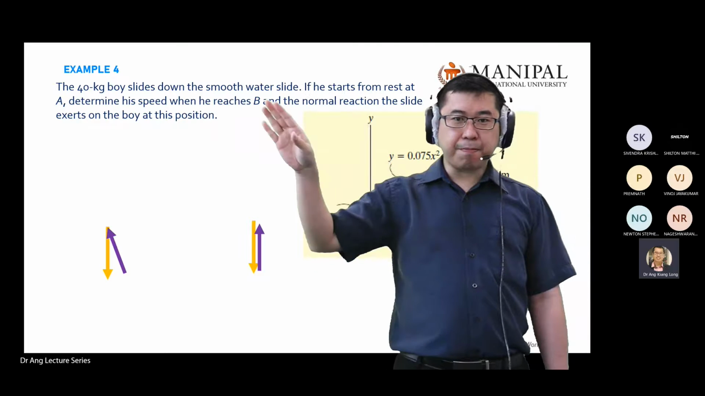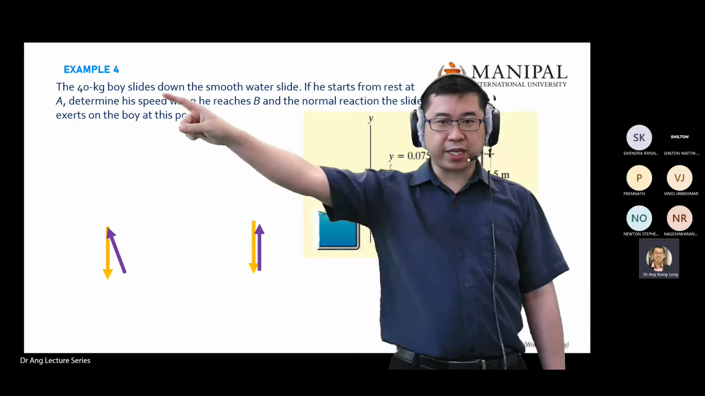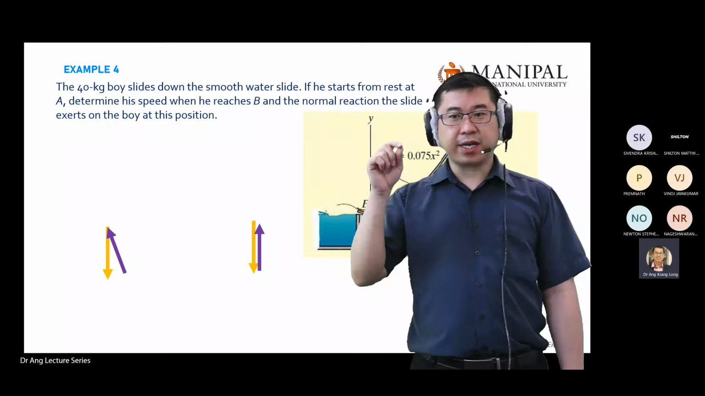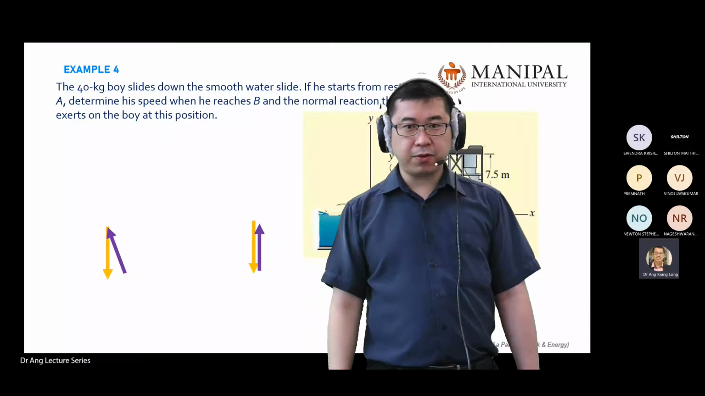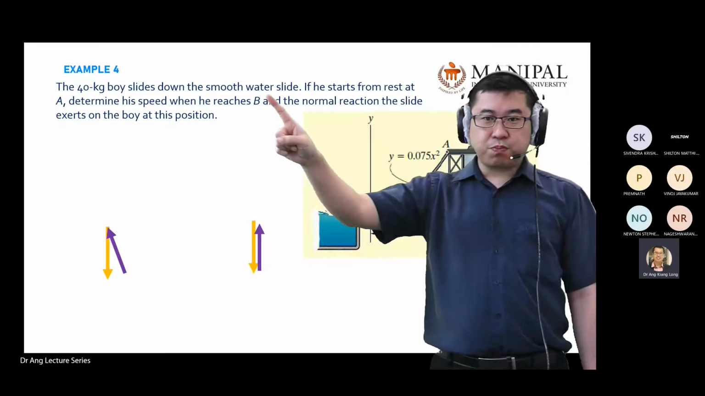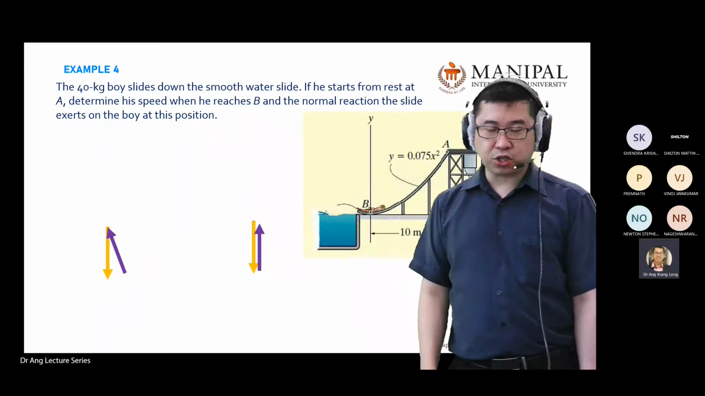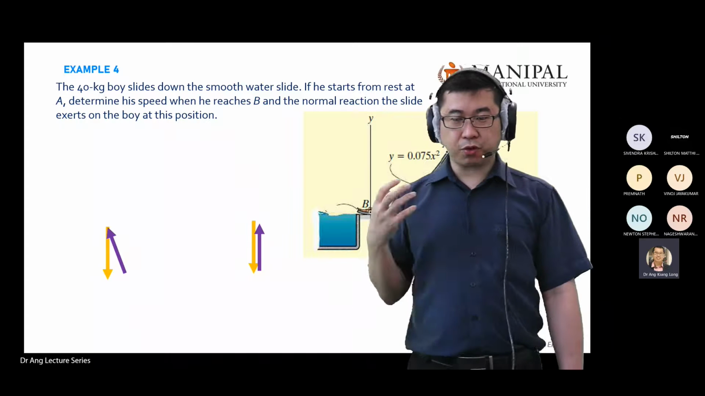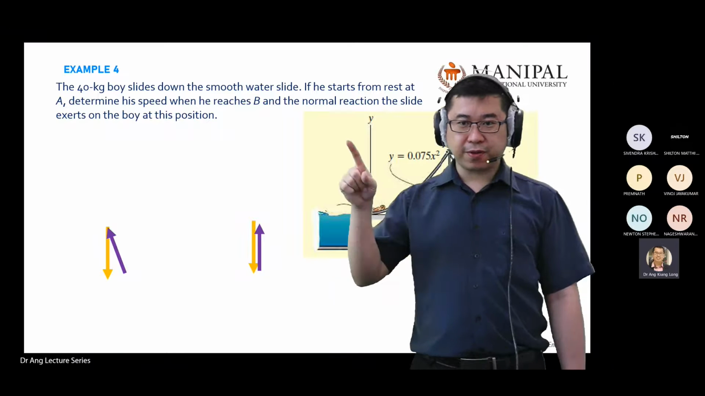You are given the mass of the boy or the object, m equal to 40 kilogram. This is normal, right? Previous example 3, we were given in megagram. So this one is given in kilogram, which is normal. You don't need to do any conversion. Slide down a smooth water slide. The word smooth here saves you a lot of work, because smooth means without friction. If no friction, then you don't need to consider the friction force.